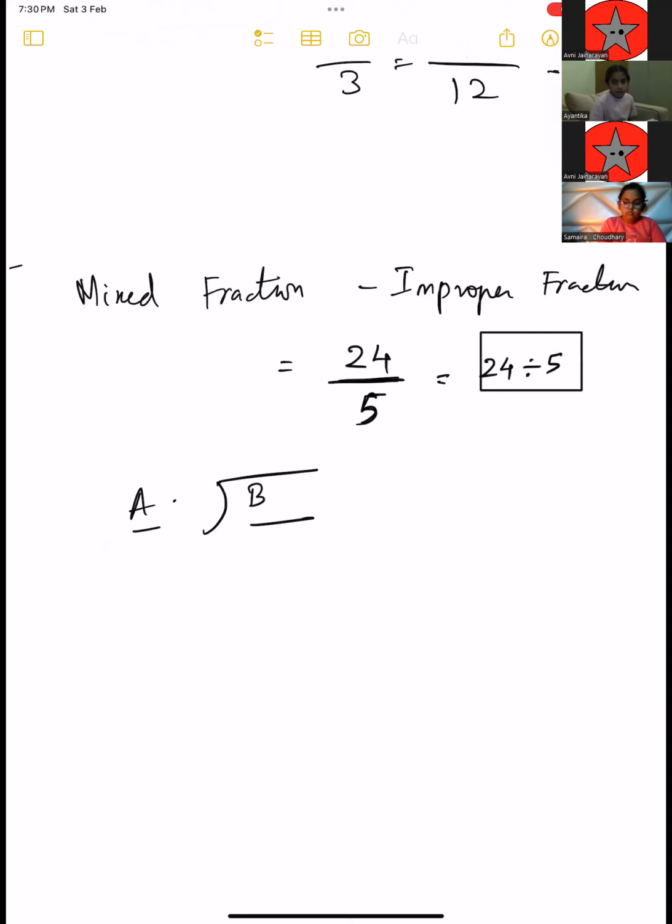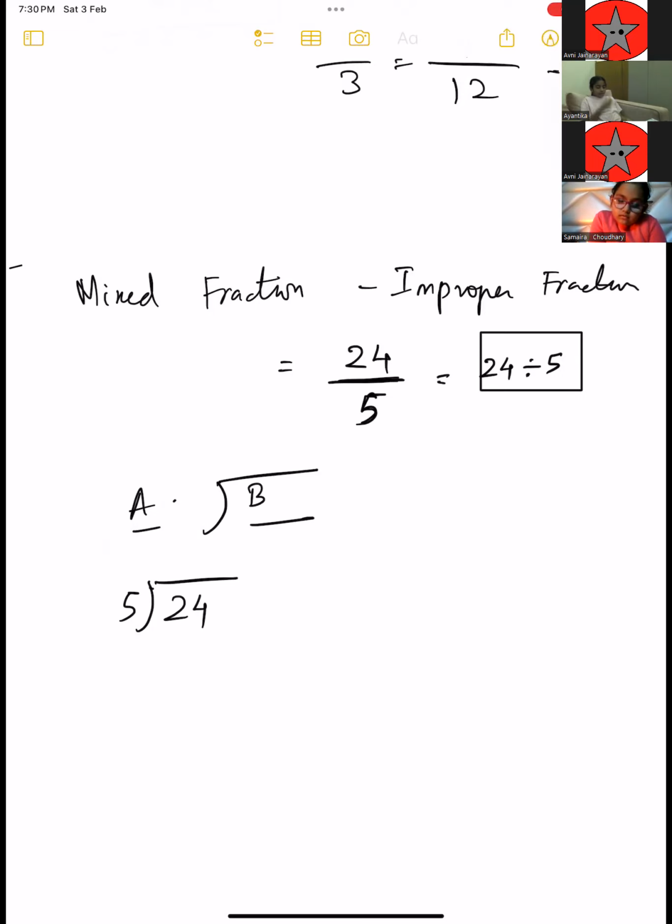Divisor is A. Okay, now can you tell me, Samira, 24 divided by 5 में A के position पे क्या आने वाला है? ये number कौन सा number आएगा? 5. Yes, there you should say it without any doubt. This is how we write it. ठीक है?